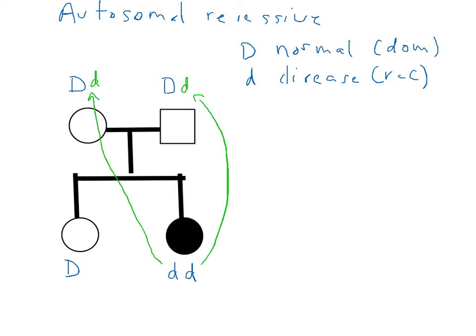And then finally, if you work out the last details, it is possible for two carrier parents to have an unaffected daughter. She would have at least one big D and one unknown allele. So this is consistent. It is possible that this disease is inherited in an autosomal recessive fashion.